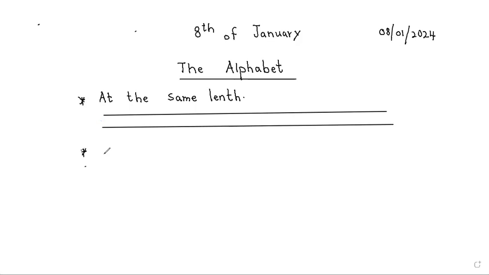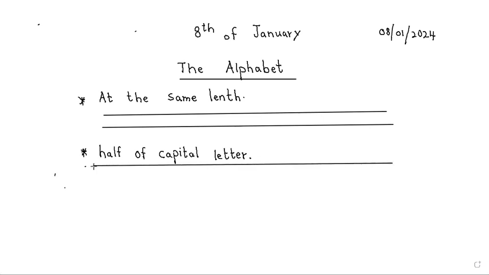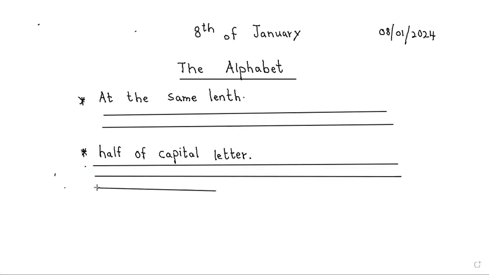Then on the next line, you can write half of the capital letter. Letters which you write at half of the capital letter. Keep two lines so you can write beautifully, because many simple letters you write at half of the capital letter size. Then next, put a star mark and write the letters that go below the line.